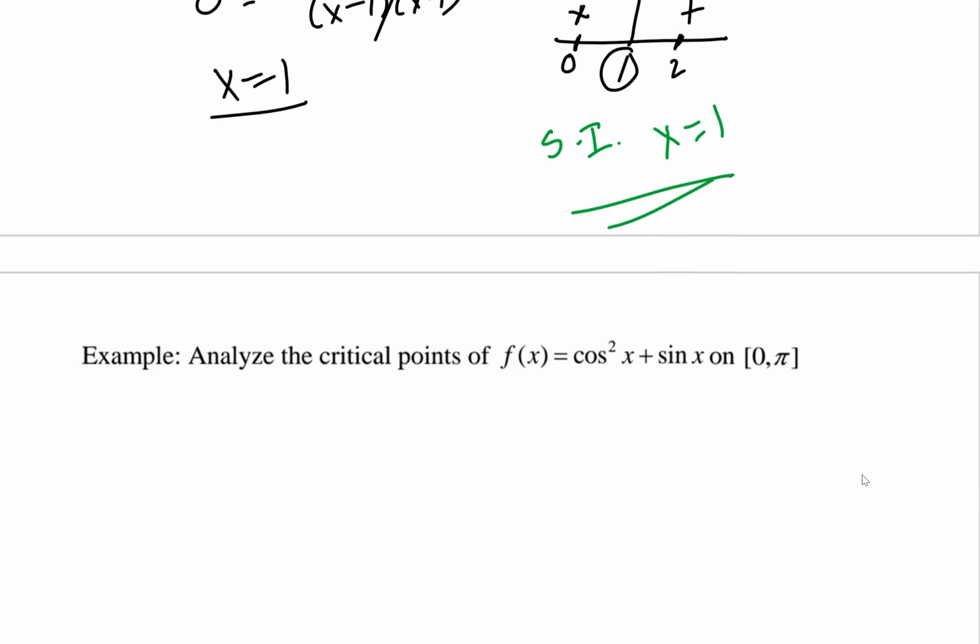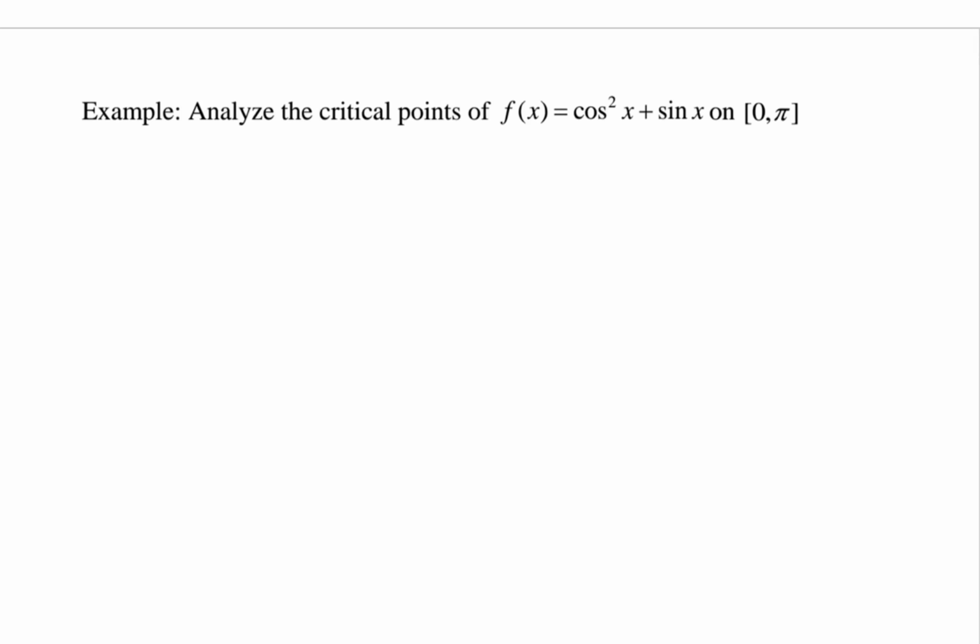To focus more on the calculus, let's do a little review of calculus and see how it goes. This one right here: analyze the critical points of f of x equals cosine squared x plus sine x. Oh, look at trig. Well, first, I gotta take a derivative.